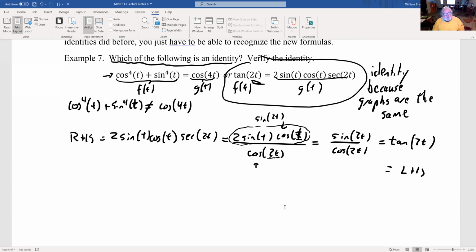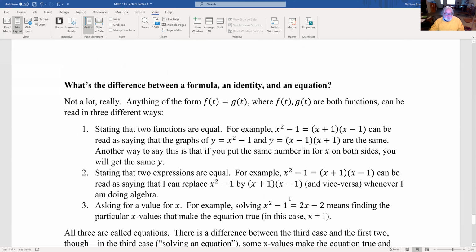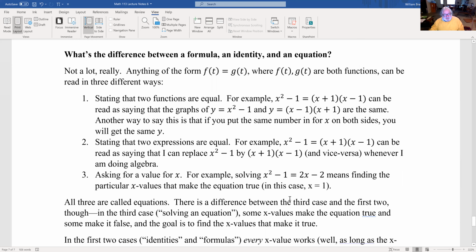Okay, so you can check if an equation is an identity by just graphing them. So what's the difference between a formula, an identity, and an equation? So anything where we've got an equal sign, right? If you've got an equal sign, then that's an equation.